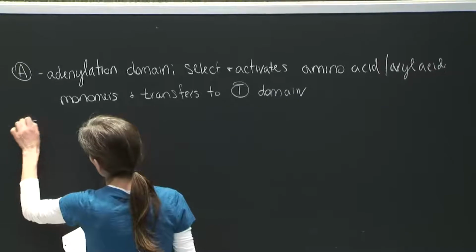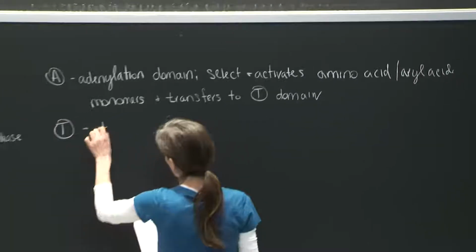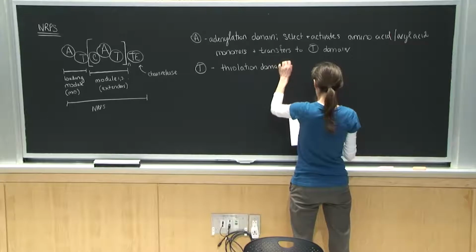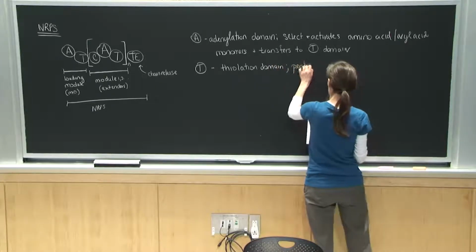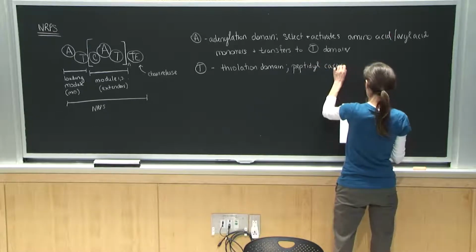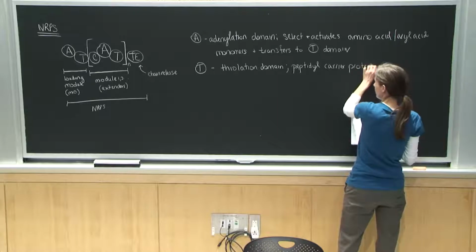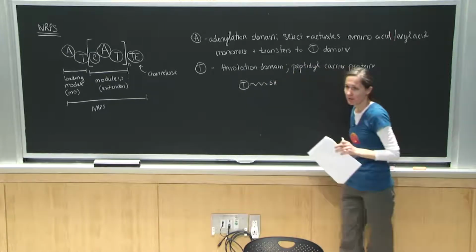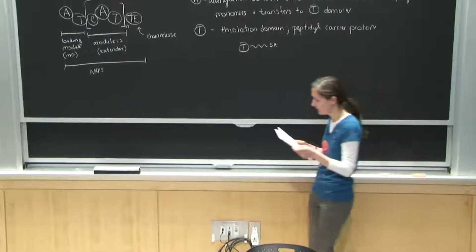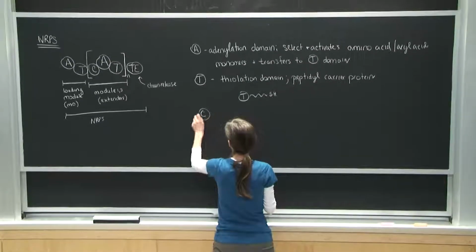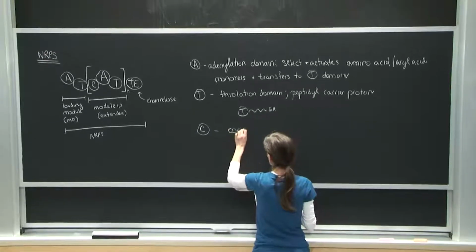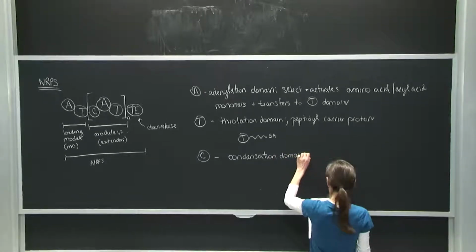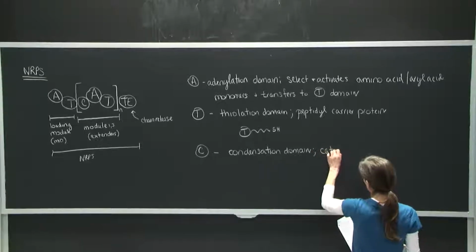Okay, this T domain is like what we saw with the PKS. We can call it a thiolation domain. Okay, or a peptidyl carrier protein. Okay, so these T domains are going to be modified with the PPAN arm, like what we saw for PKS. We have the C domain, okay, condensation. Okay, and so this domain catalyzes peptide bond formation.